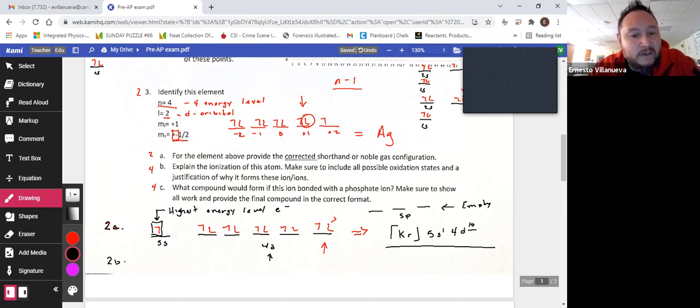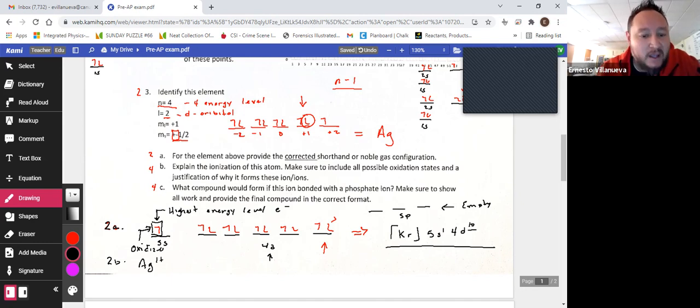So when silver ionizes, silver is going to oxidize this electron here. It's going to oxidize this electron, and it's really going to only oxidize this one. Now, there are several possible oxidation states, but the most common ones, and you have a reference table in your notes that goes into detail on this, is that silver is going to form a +1 ion.